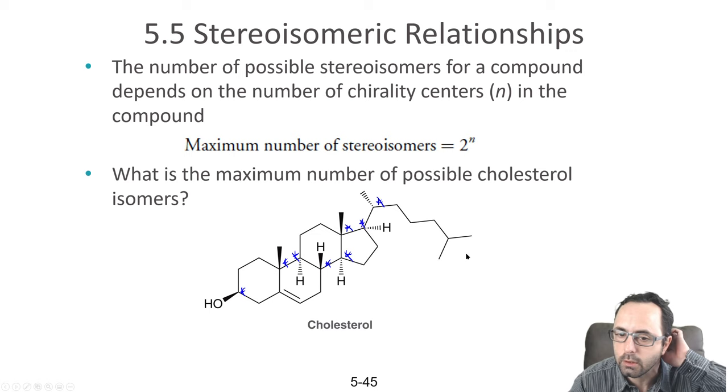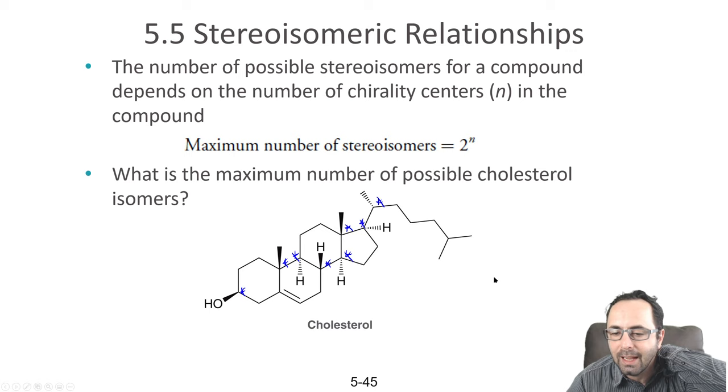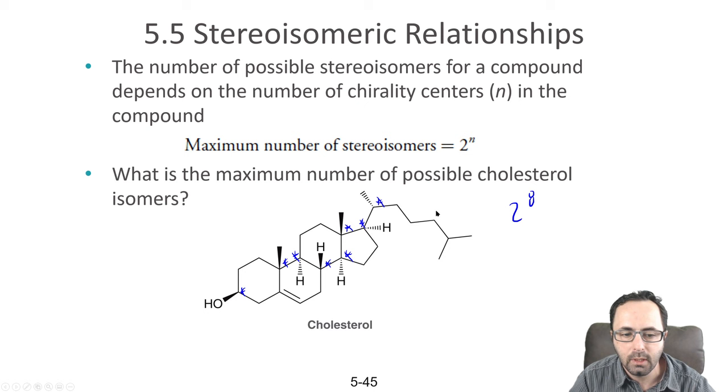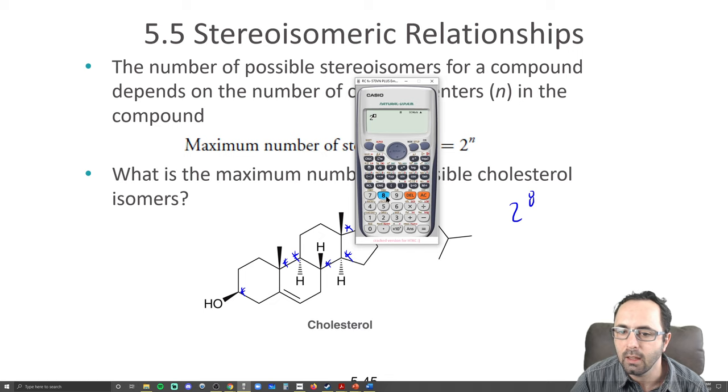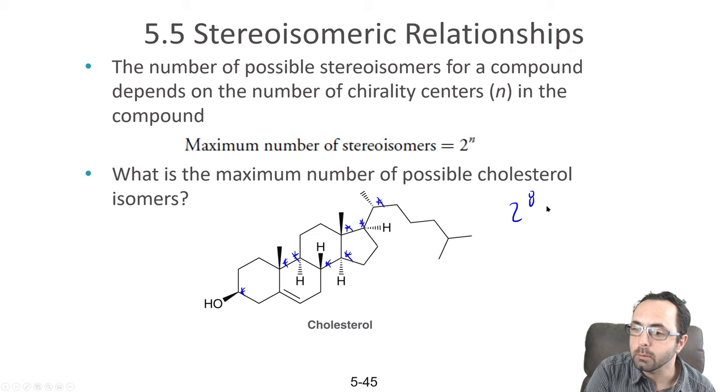So we have 1, 2, 3, 4, 5, 6, 7, 8. So the number of stereoisomers would be 2 to the 8th power. So if you wanted to calculate in your calculator, 2 to the 8th power. So there are 256 possible stereoisomers to cholesterol.